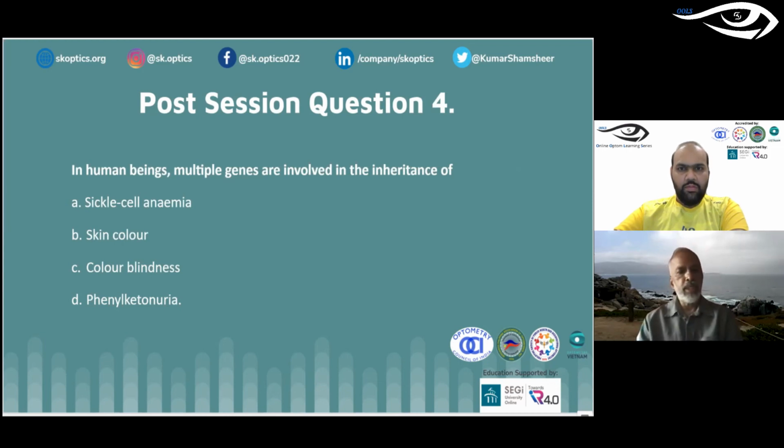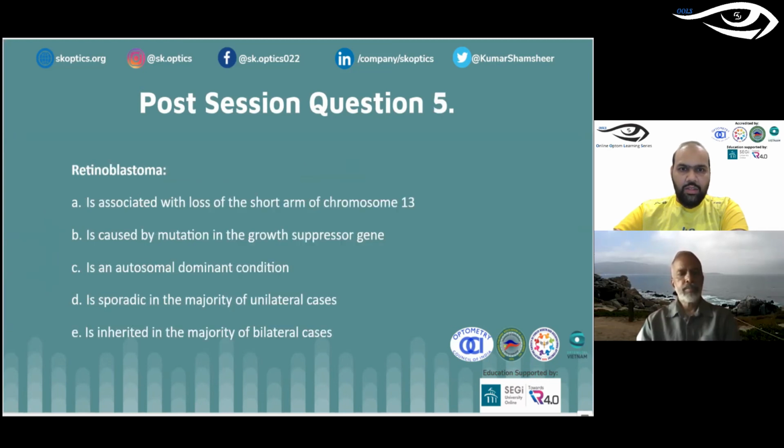But that's much fewer than skin color genes. So the correct answer is skin color, B. But if you had ticked color blindness, that's also fairly correct because multiple genes are there. So B or C is correct. D is wrong. Again, phenylketonuria is a single gene disorder. All right. Let's move to the last one here.